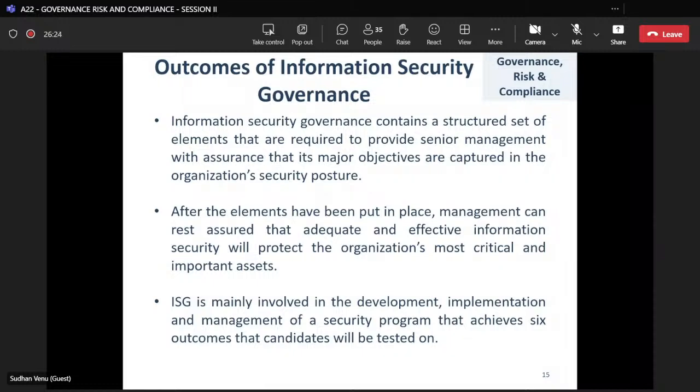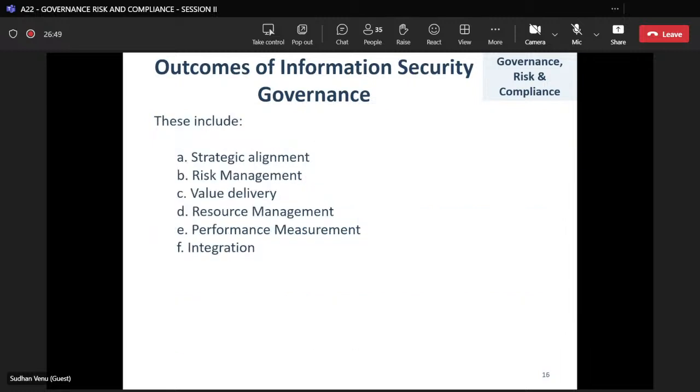It is mainly involved in the development, implementation and management of the security program that achieves the 6 outcomes that a candidate will be tested on, and it is effective information security. If you are making effective information security, it will protect the organization's most critical and important assets. So we have 6 outcomes, and the 6 outcomes are classified here. One is strategic alignment, and the others are risk management, value delivery, resource management, performance measurement, and integration. So these are the 6 outcomes.